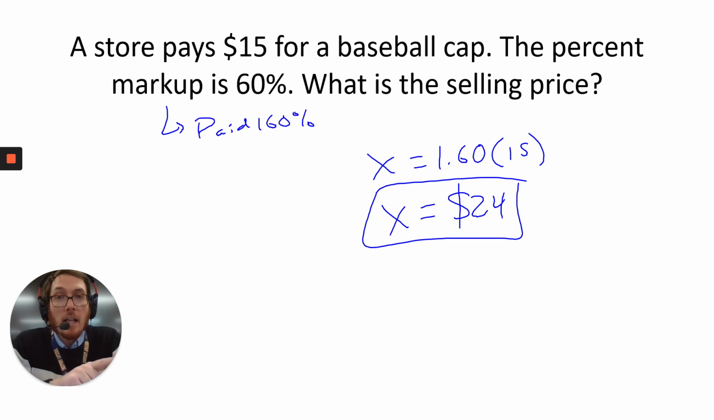Store pays $15 for the cap. That's the original price. Markup 60%, so that's 100% plus an additional 60%. So I need to find 160% of 15, so 1.60 times 15. They're going to sell it for $24 in order to make a profit.